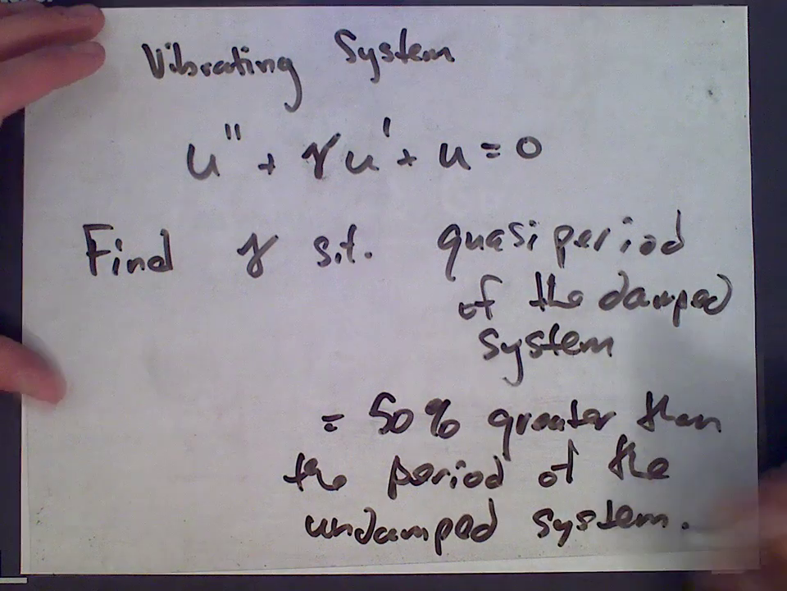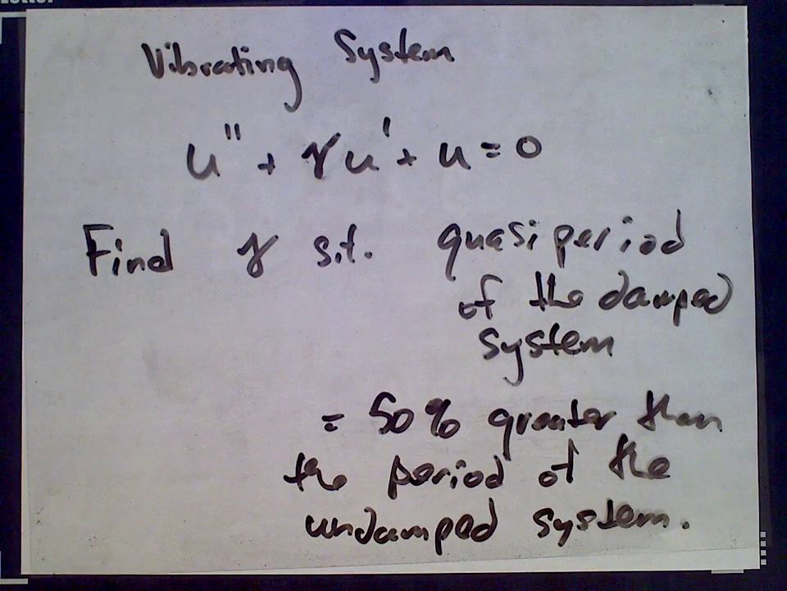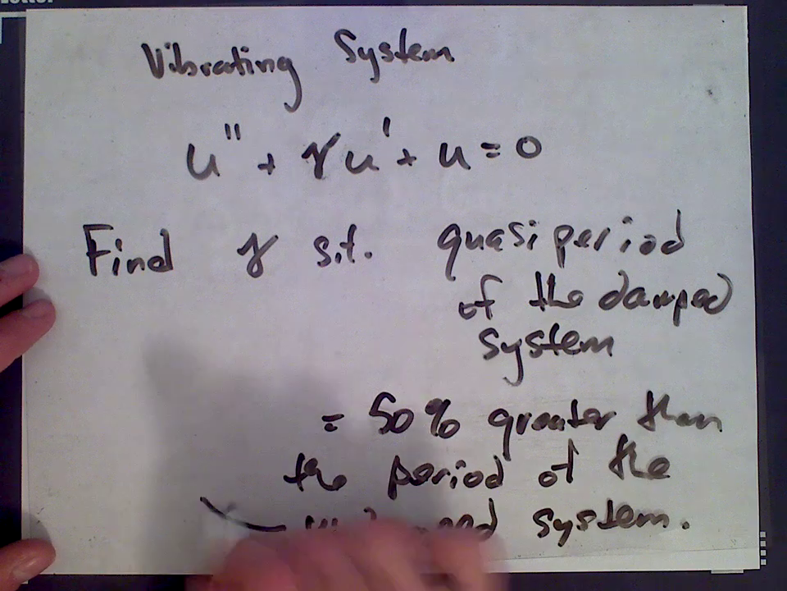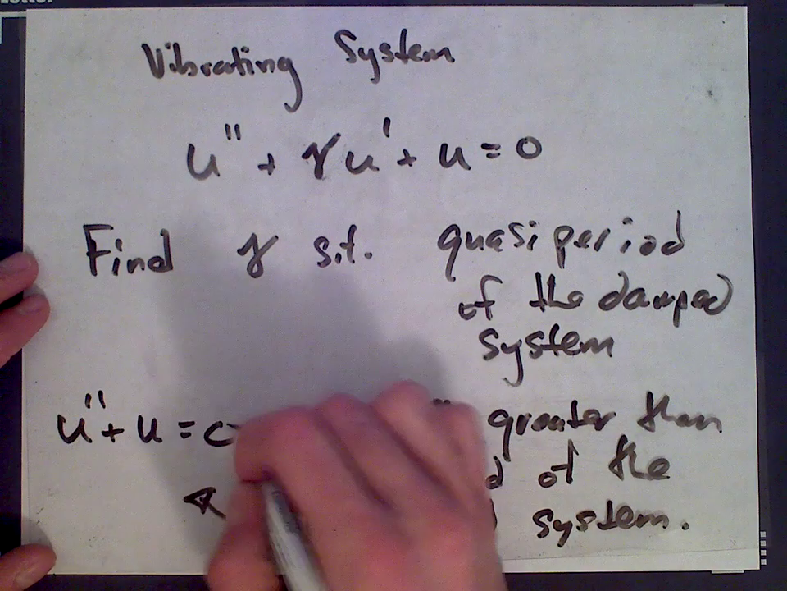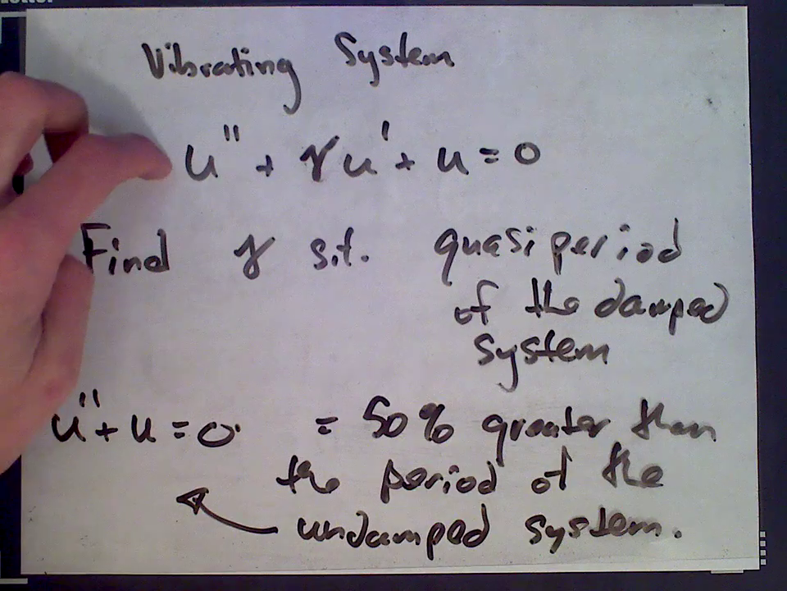Okay, so that would mean the undamped system would be when gamma is 0. So the undamped system is u double prime plus u is 0. That's the damped and that's the undamped.